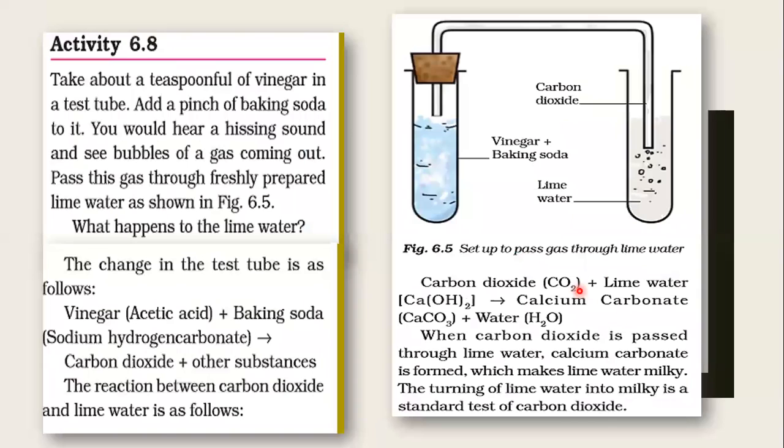Now another example is, take about a teaspoon of vinegar in a test tube. Add a pinch of baking soda to it. Vinegar is acetic acid, and to vinegar, add a pinch of baking soda. Baking soda is the common name. Its chemical name is sodium bicarbonate, NaHCO3, or in your textbook it is given as sodium hydrogen carbonate.